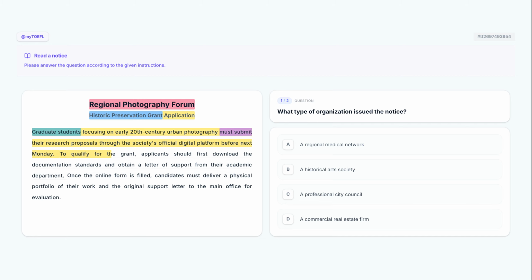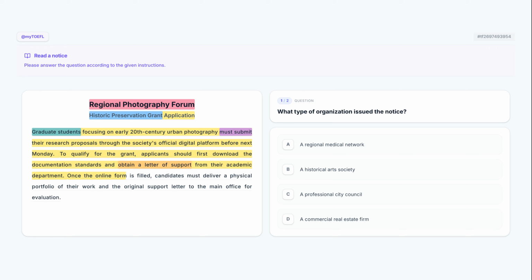To qualify for the grant, applicants should first download the documentation standards and obtain a letter of support from their academic department. Here, the author outlines the preliminary steps, specifically the need to obtain a letter of support from an academic department. This requirement highlights the formal institutional backing needed to qualify for the grant.